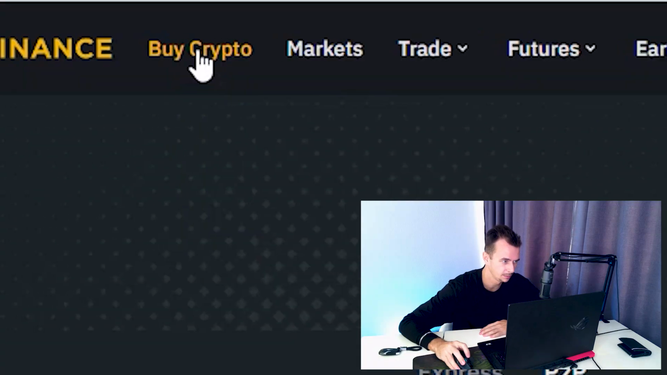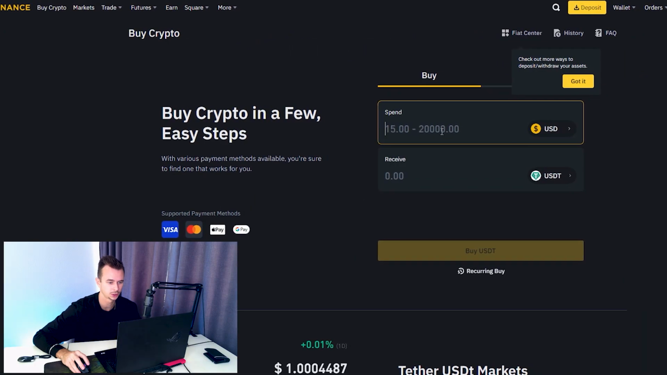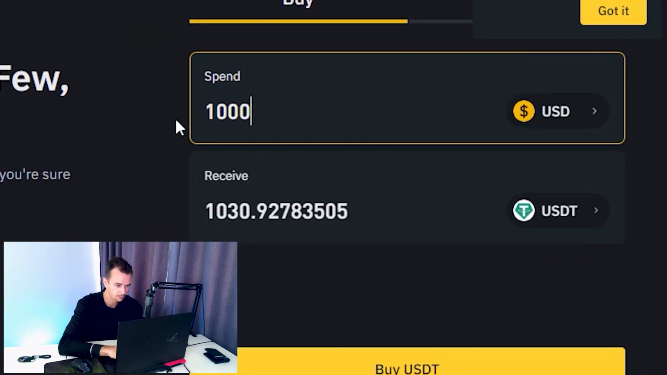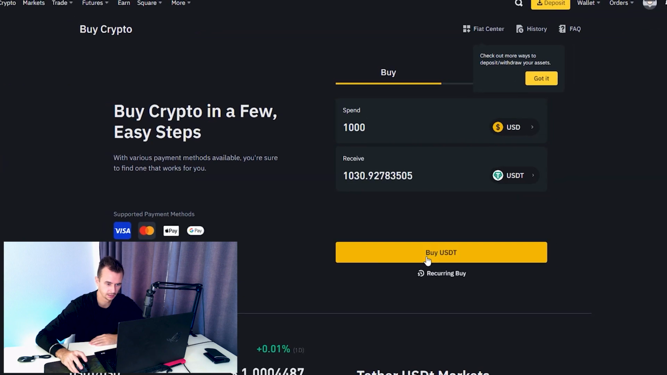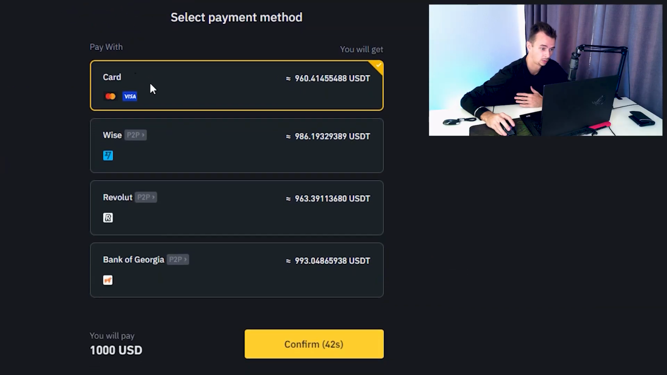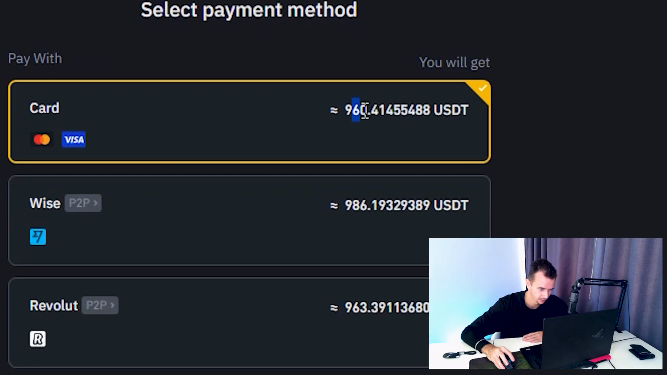Also, there is another way. You can just click buy crypto, and here you can write how much USDT you want to buy. For example, 1000. Then you just click buy USDT and you can select your card. But of course, for this method, because this is banned, you will pay a very high commission.